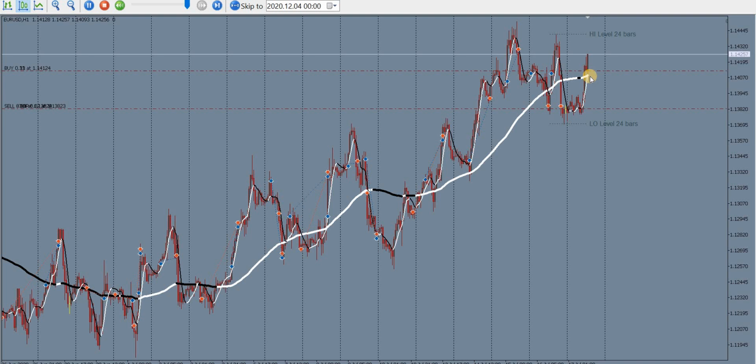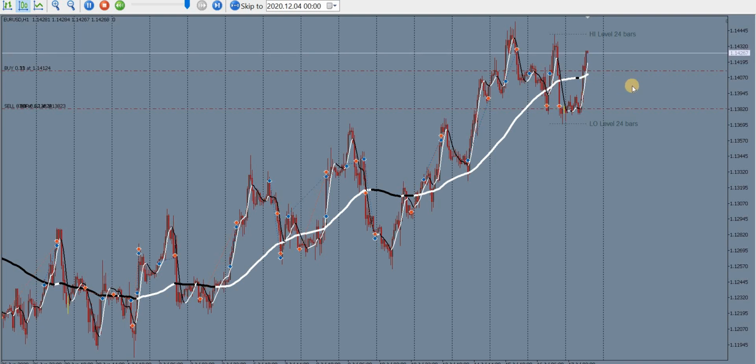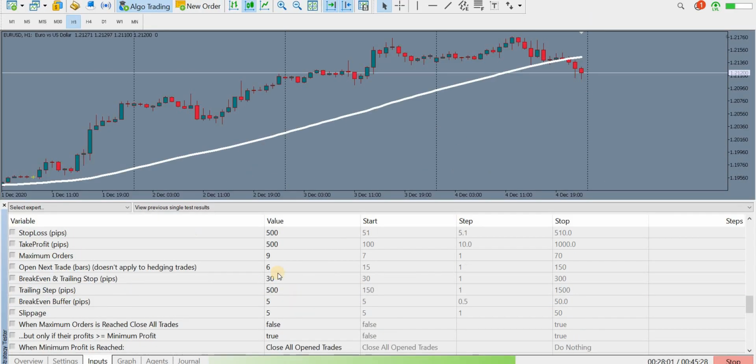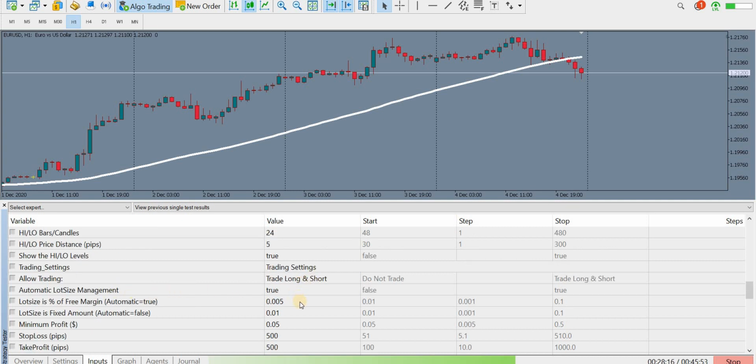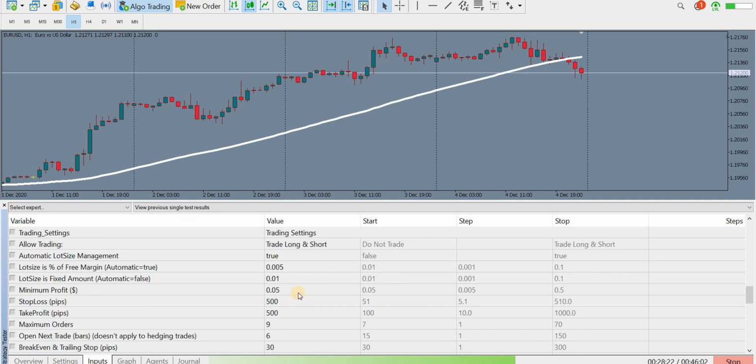the price keeps bouncing within the recovery zone, where it will keep opening buys and sells until it reaches the maximum order, until it reaches the limit set by the broker or the equity, and it will not be able to open a trade. And even though I have set the maximum orders to 9, like I said, this is too high a number. Also, the lot size is too high for the percentage. I'm using the automatic lot size management 0.005. It's a little too high.